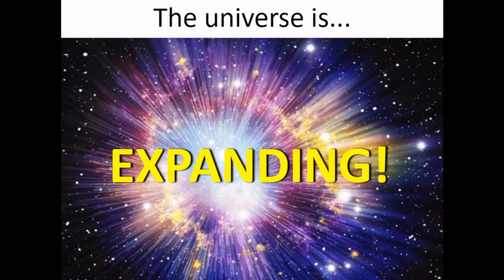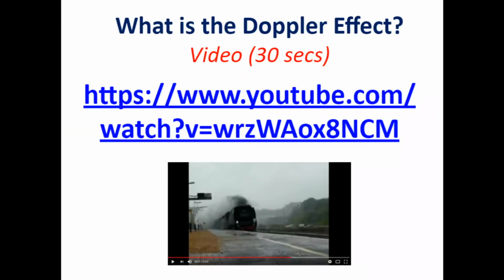But how did he come to this conclusion? What observations did he exactly make? Well, it was to do with something called the Doppler effect. Now, hopefully you watched this short clip, this short video, as a little starter for today's lesson. It's of a train approaching a station, and it passes the platform and keeps going.